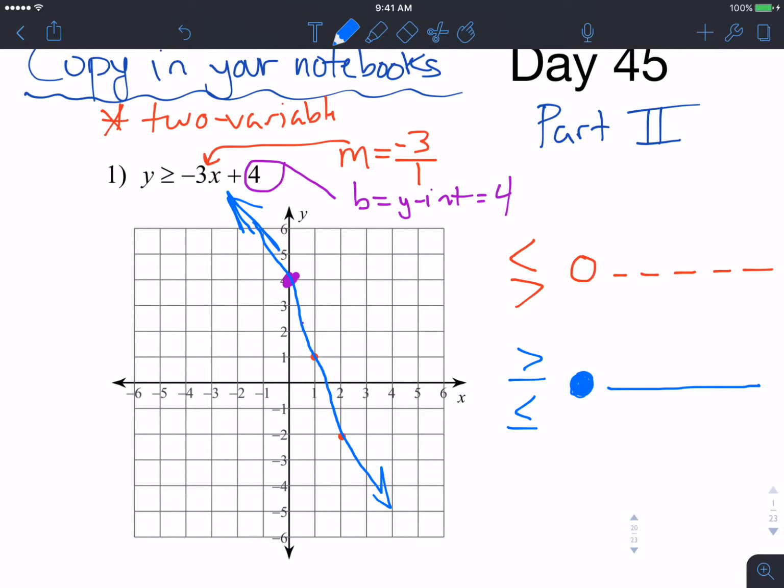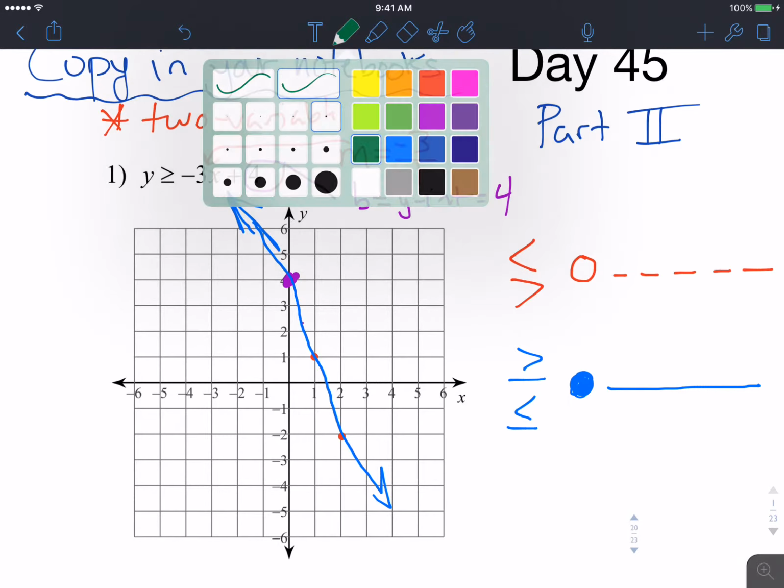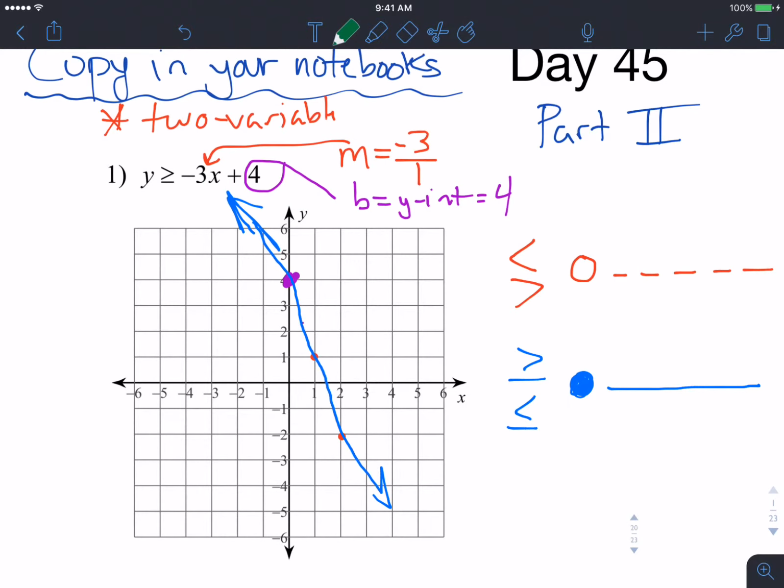The next thing is we still have to shade for this problem. And honestly, the easiest point to choose when you want to check shading is, because remember, we only shade where it's true, I always pick 0, 0. Why? It's easy to plug in. If the line goes through that point, then you obviously cannot choose 0, 0. But notice our line is nowhere close to 0, 0. 0, 0 is this green spot.